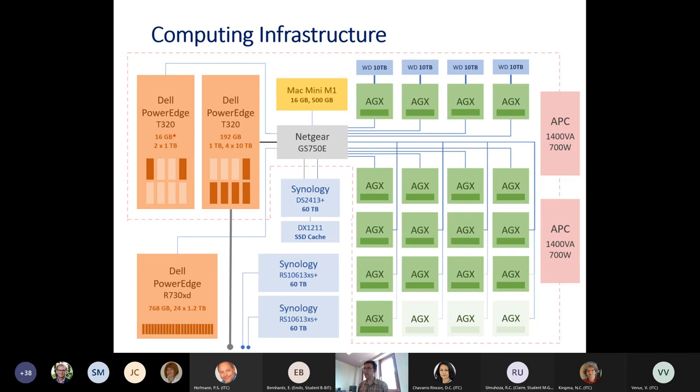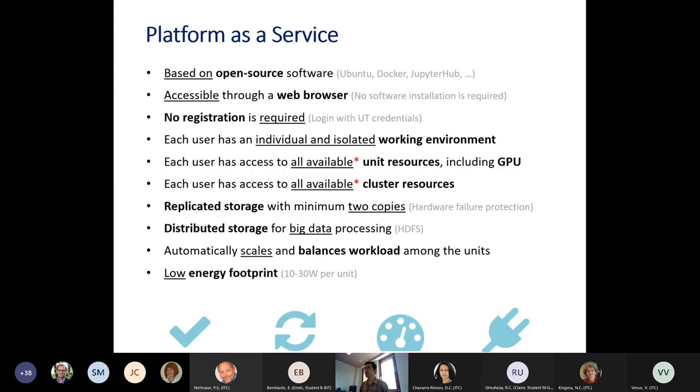All the units are connected to UPS units. So if there happens a short duration of electricity cutoff, we can recover, and the system can continue to process. Several items of the infrastructure are in fact not protected in this way, mainly these Synology storage servers. And some of them are also not directly connected to the platform, but are indirectly connected through the internet.